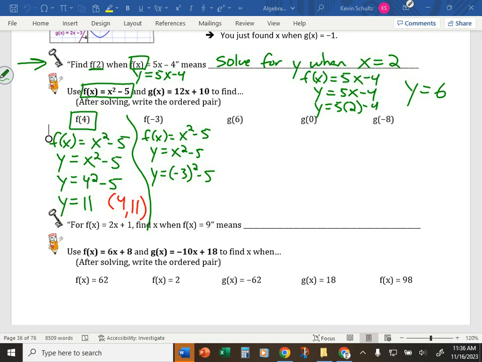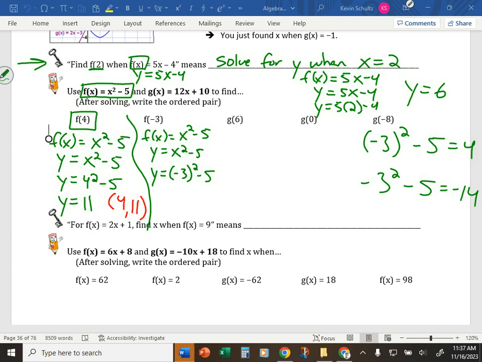I got 4. I got negative 14. Ah, very good. If you put this in parentheses, (-3) squared minus 5, versus this without parentheses, the top one gives you 4, which is the correct answer. The bottom one gets you -14.